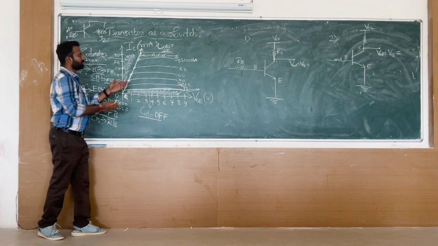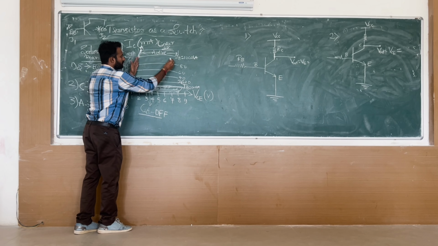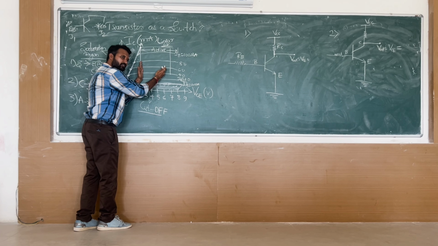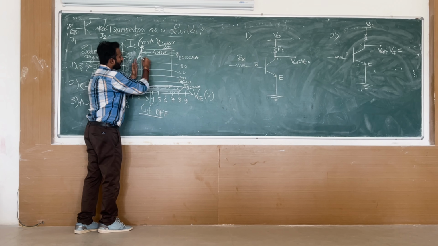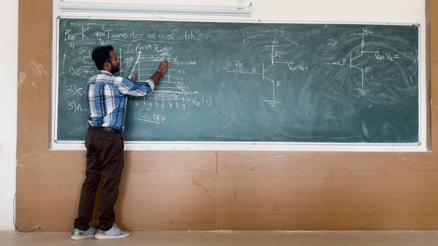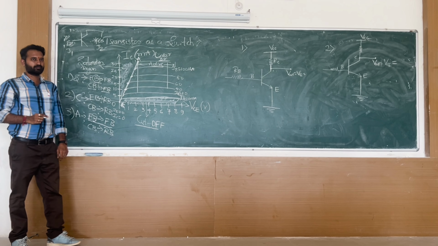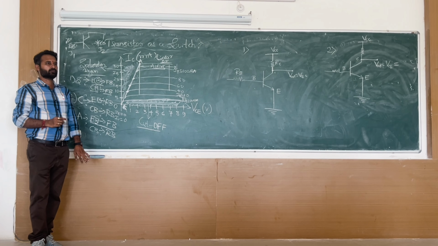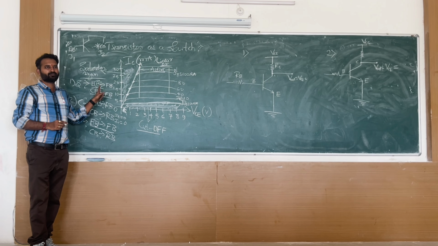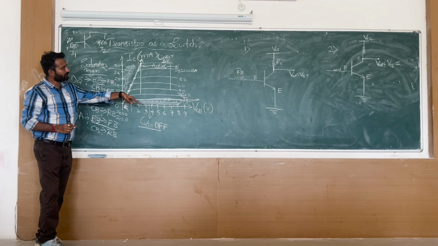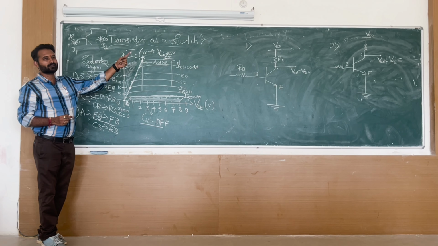One more definition: the central region available in the graph, the central part, is called the active region or the linear region. Clear with the definitions? If you understand this, I can move on to how a transistor acts as a switch.